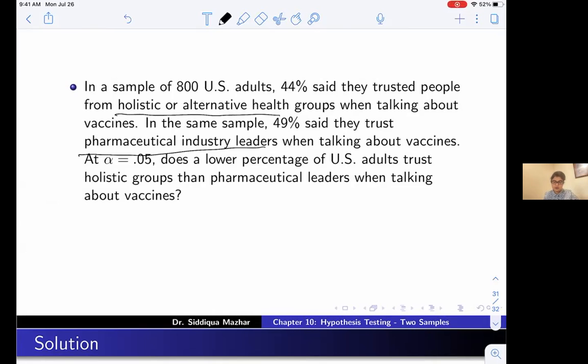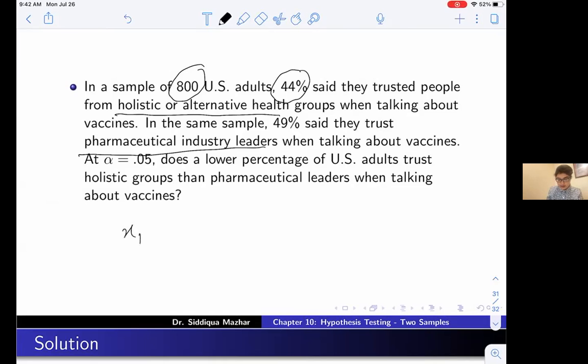So there are two groups we have been discussing, one who trusted holistic or alternating health groups and one who trusted pharmaceutical industry leaders. So in both cases, your N1 and N2 is 800 because the sample size is the same, only the proportion is different. So it means you have to use how many people will be 44%. You have to calculate 44% of 800, then that will give you your X value.